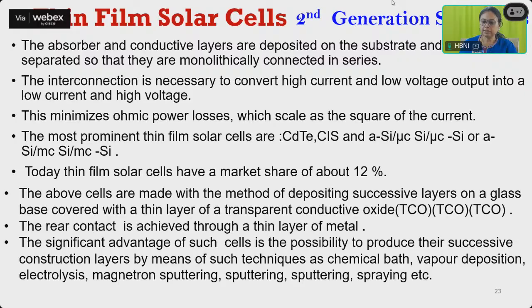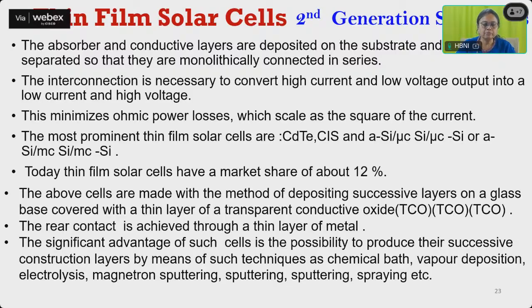Now coming to the second generation of the solar cells. They were based on thin film solar cells. So thin films of cadmium telluride or copper indium gallium selenide, all those things. Or we can also use amorphous silicon layers.